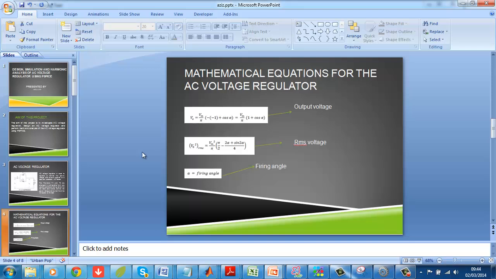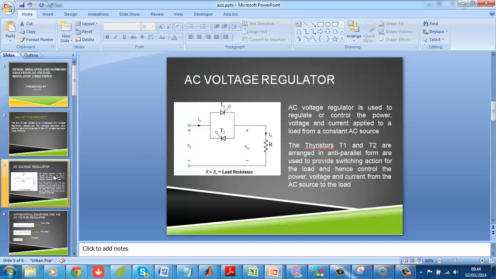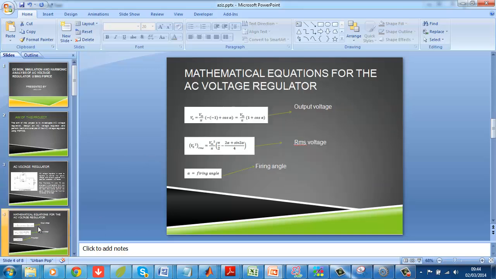Vm is the amplitude of the input voltage. I mean, it's an AC voltage, so it has an amplitude value. Maybe let's say its amplitude is 50 volts. So this is going to be 50 volts divided by pi bracket 1 plus cos alpha. Alpha is what is called the firing angle. So you see now the output voltage depends on the firing angle. And then this is the root mean square voltage, which is also dependent on the firing angle and the maximum of the input voltage. All right.